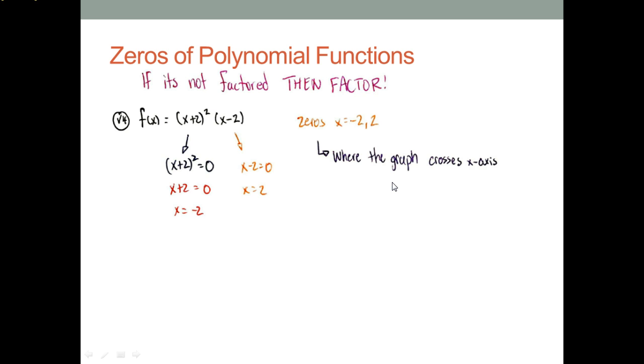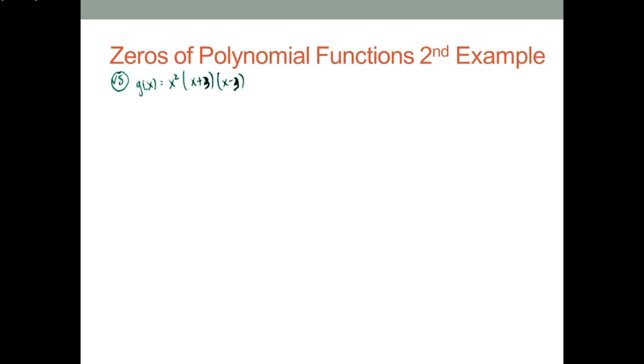We don't know yet. So let's take a look at a second example, g of x. So here I have 3 terms, so I'll absolutely have 3 roots at least. Using the zero product rule, I set it to 0, and then I'm going to solve each of them to see what would make them 0. The first one is 0. The only number squared that would equal 0 is 0.